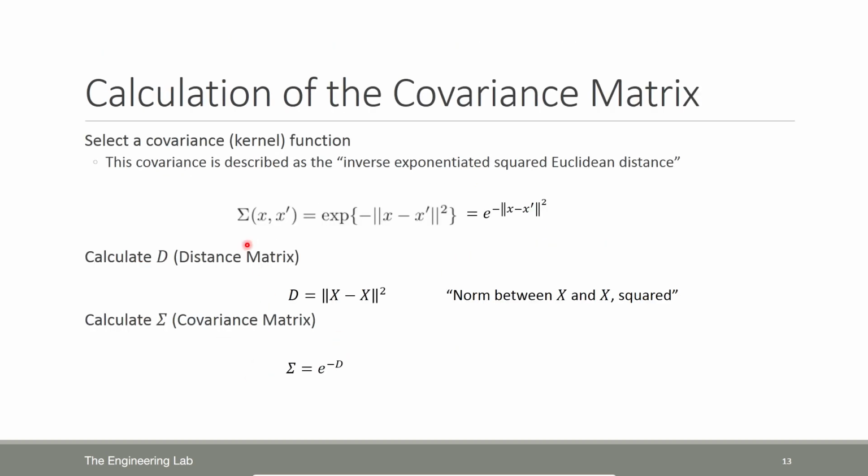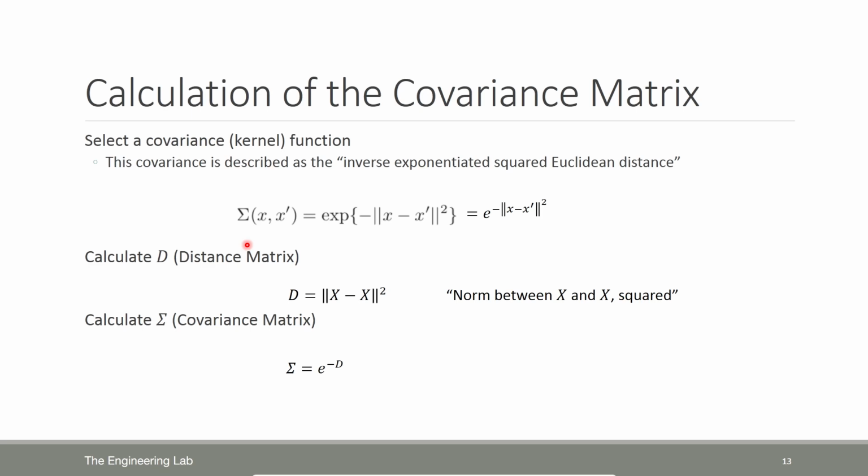So after you've gone ahead and obtained your training data, you specify your prediction points or your testing points, then you must go ahead and select a covariance function or kernel function. Here I'm using a simplified form of the radial basis function kernel.